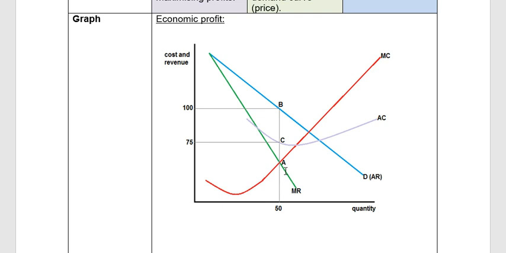At point A, we've already established this is where he will maximize his profit. So if we want to calculate the total revenue, we're going to take price times quantity. My price, I go up, up, up there on the demand curve. My price in this case is 100 Rand. My quantity, profit maximizing output, is 50. So total revenue will be 100 times 50.